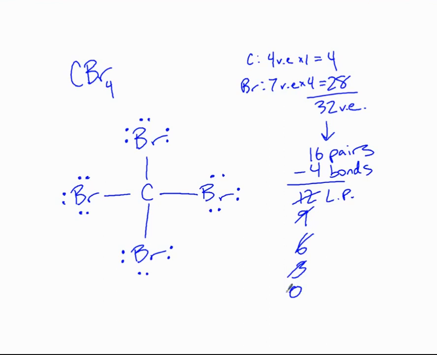And the last step is for us to check if carbon obeys the octet rule. And so 1, 2, 3, 4 bonds. That's what we expected. That's 2, 4, 6, 8 electrons. And carbon obeys the octet rule in this particular Lewis structure.